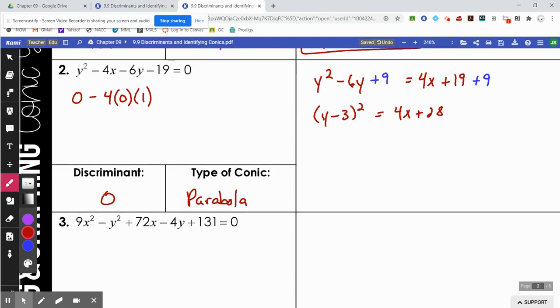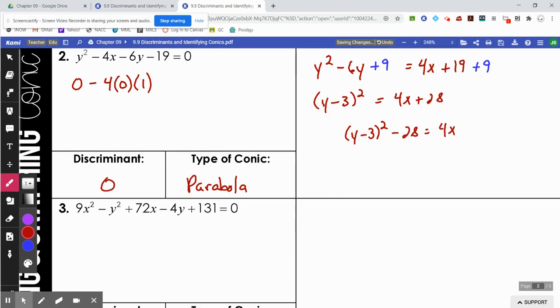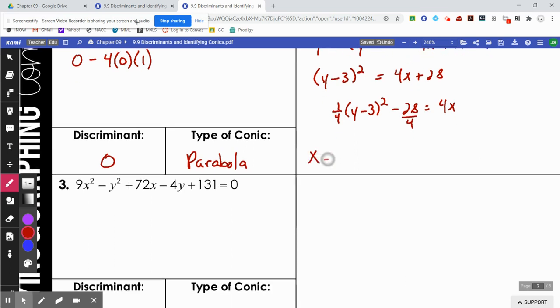We can now move the 28 back over, and that gives me y minus 3 squared minus 28 equals 4x. Now let's divide both terms by 4. And the way I'm going to do that is by multiplying this by 1/4 and dividing this by 4. So therefore, my x value is equal to 1/4 y minus 3 squared minus 7. There's my standard form.